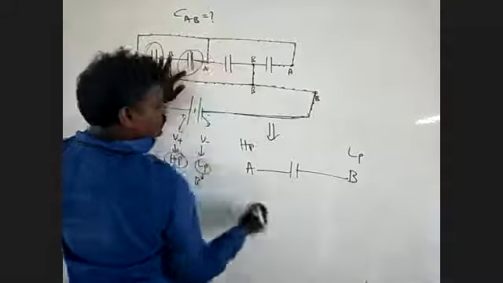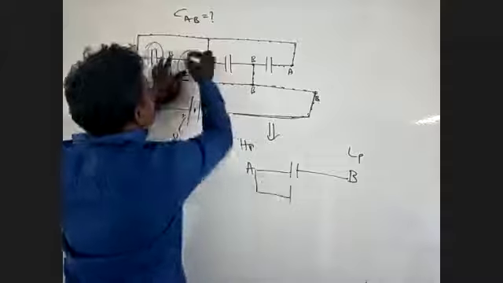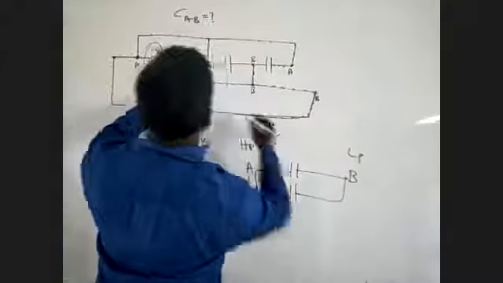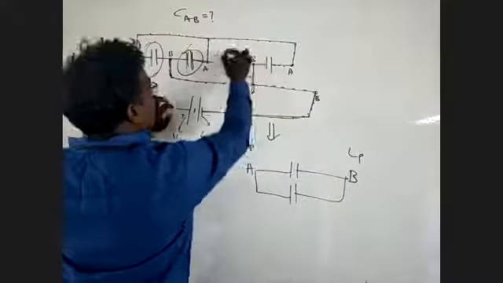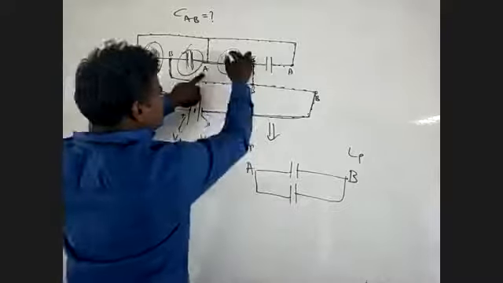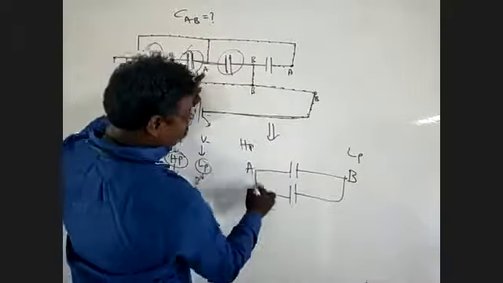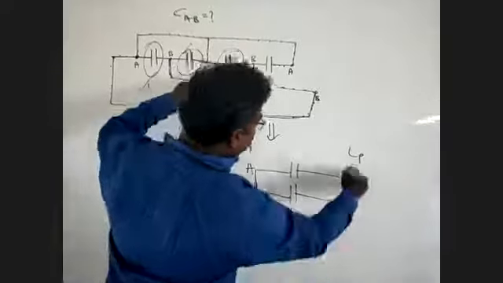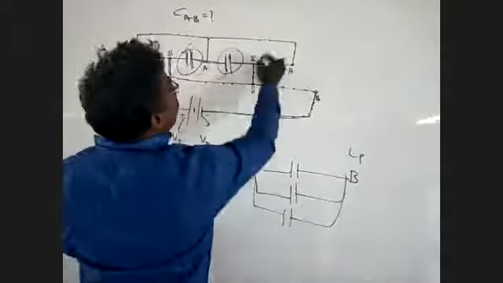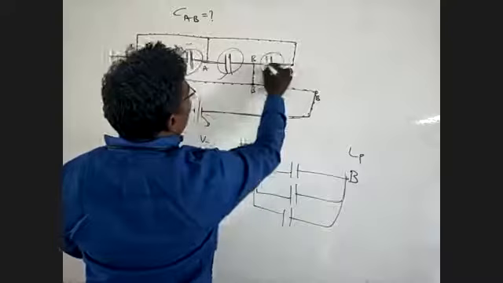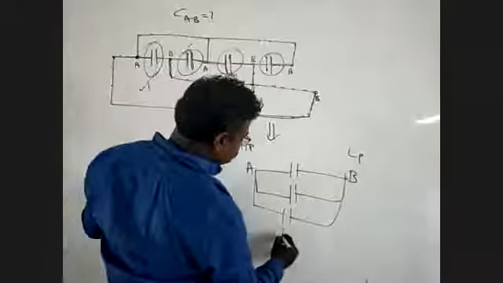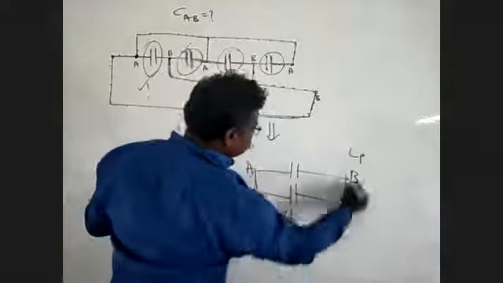One plate is connected to A. Second plate is connected to B. Second capacitor is over. Third capacitor. One plate is connected to A. Second plate is connected to B. This is over. So one plate is connected to A, one plate is connected to B. One plate is connected to A. Second plate is connected to B.